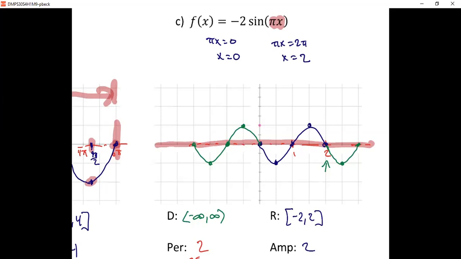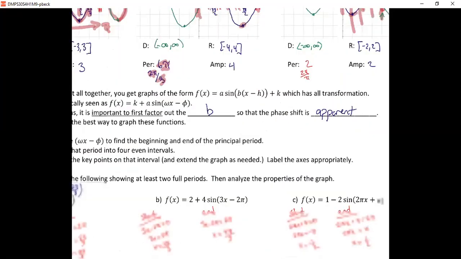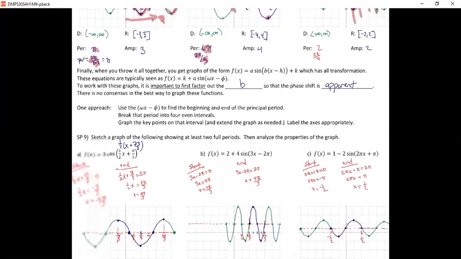Well, what that means is the scale on the x-axis is actually going to be normal. It's not going to involve pi. So we go from 0 to 2, cut it into 4 equal parts like usual. This is a negative sine graph, so 0, trough, 0, peak, 0. And then we throw everything together.